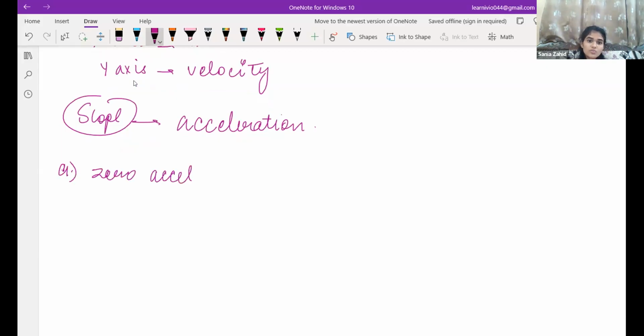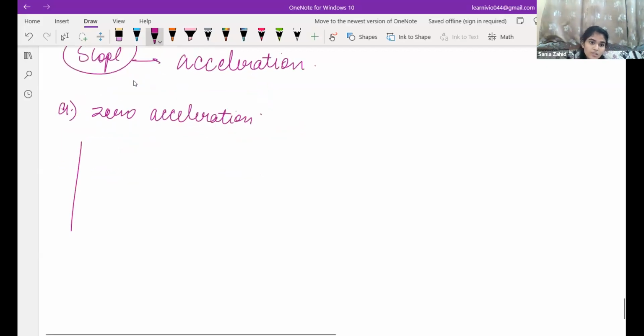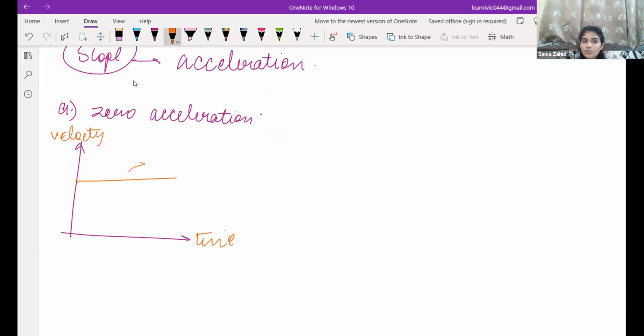When your acceleration is zero, you don't have a slope, that means your graph is somewhat like this, a straight line. Your speed is not changing. This is time, this is velocity, and according to this acceleration is equal to 0. Okay. Case 2 in your syllabus is uniform acceleration.